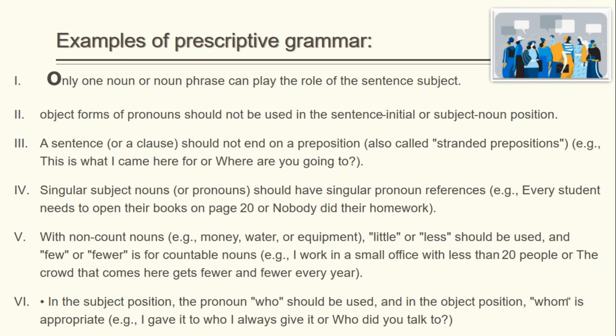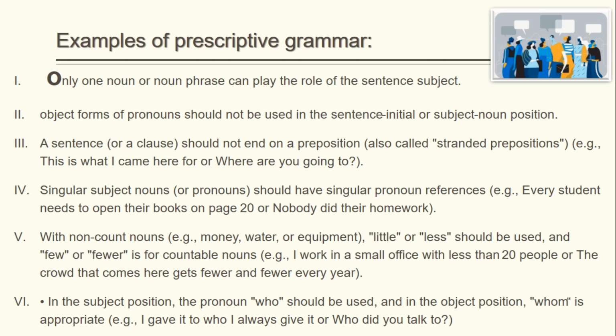Examples of prescriptive grammar rules can be found in practically every guide to good language usage, grammar rule book, or grammar guide. The classical examples of prescriptive English grammar rules that seem to be broken more often than not include, for instance, object forms of pronouns should not be used in the sentence initial or subject noun position. Only one noun or noun phrase can play the role of sentence subject.